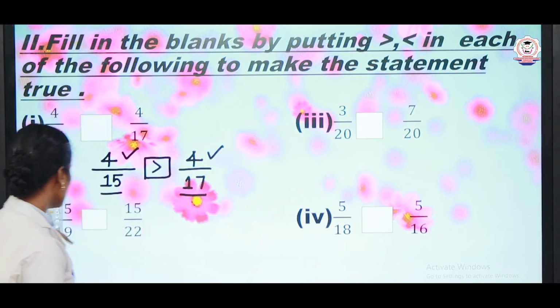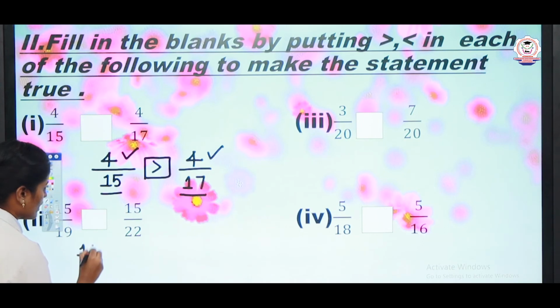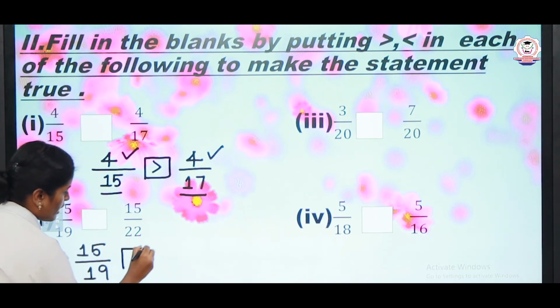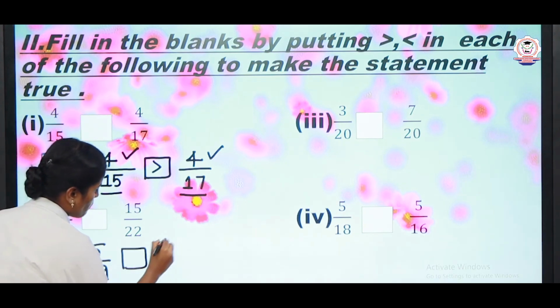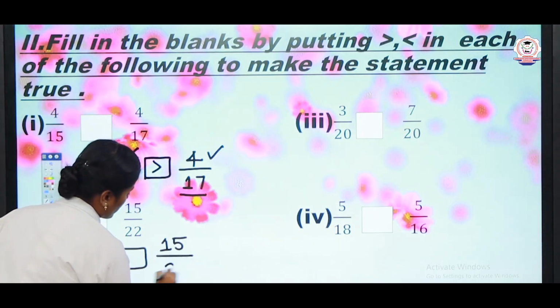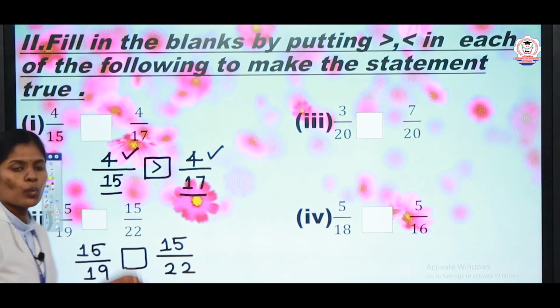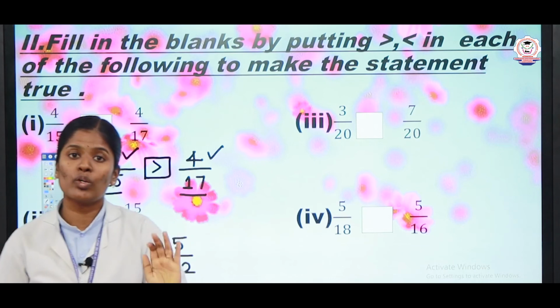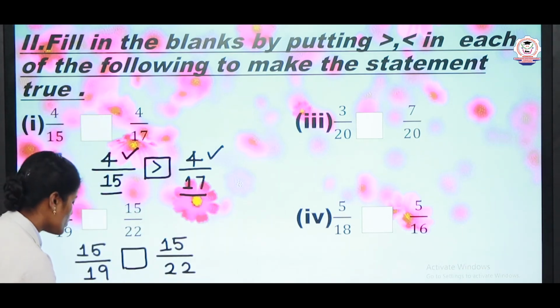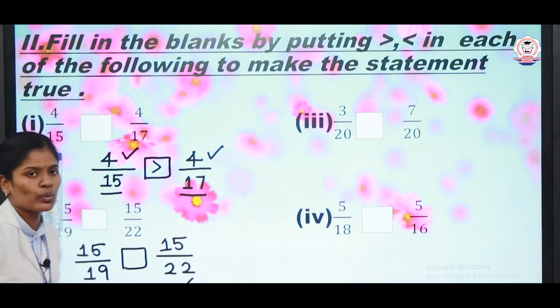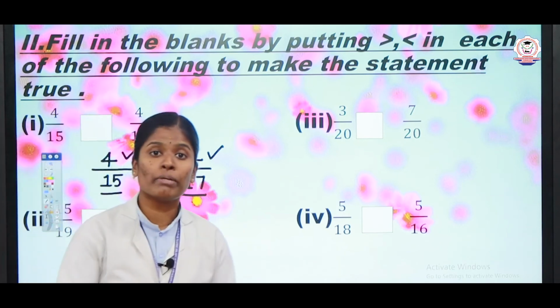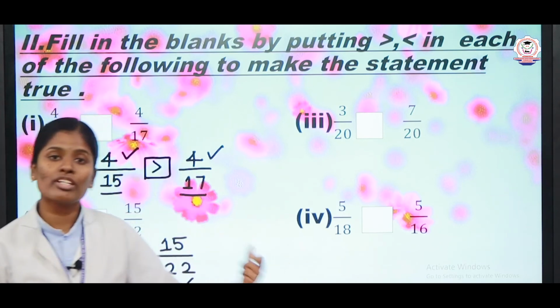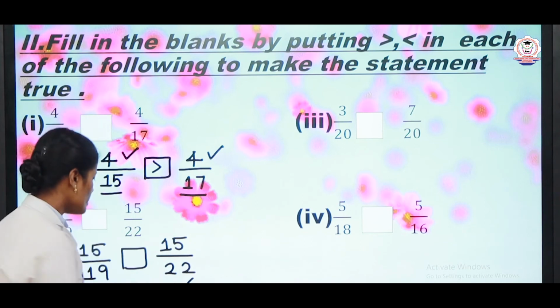And our second question, 15 divided by 19, then we have 15 divided by 22. Here too we have the same numerator value, then now we are going to check the denominator value. We have the denominator values 19 and 22. Here 19 is the smaller number, in a fraction the smaller number is called the greater value. So put the symbol like this.